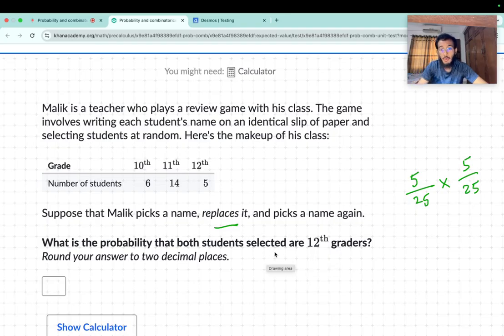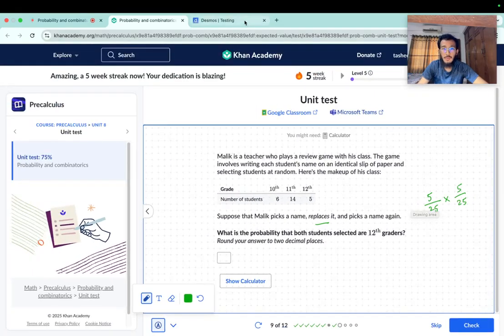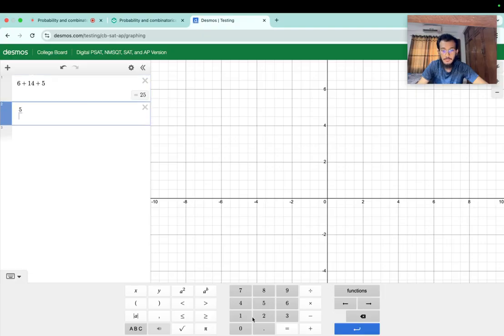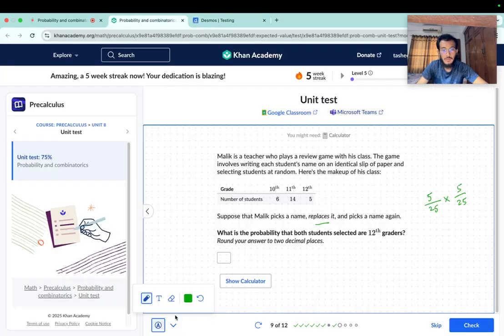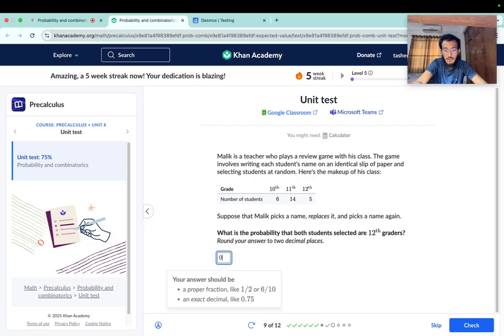So the probability that both are selected, you multiply. So 5 by 25 times 5 by 25 is 0.04, two decimal places, 0.04.